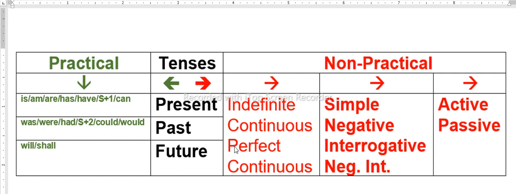So present indefinite, present continuous, present perfect, and present perfect continuous, combine these. And then there are present indefinite simple, negative, and interrogative. Or then further you can change them into active voice and passive voice. Okay, mostly it is finished here.